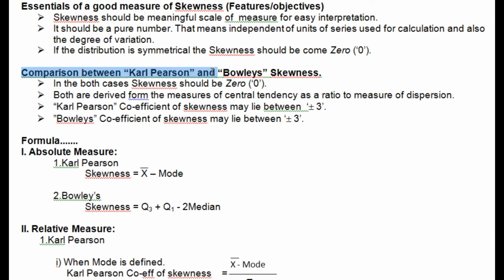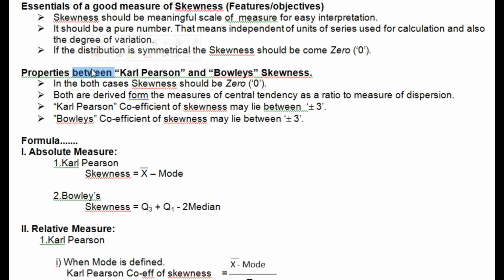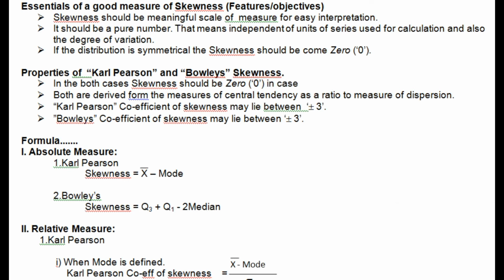Then comparison between Karl Pearson and Bowley's. Rather than saying it is a comparison, it is better to say these are the properties, right? Properties. If I say property, it is appropriate. So the properties of Karl Pearson and Bowley's skewness. In both the cases, skewness should be 0. In case of symmetrical, Karl Pearson or Bowley's, you will get a skewness of 0.